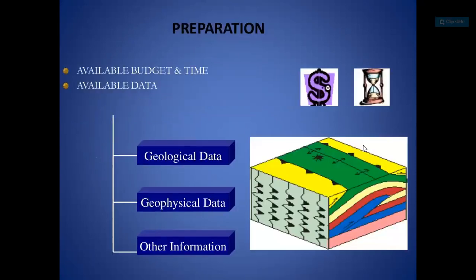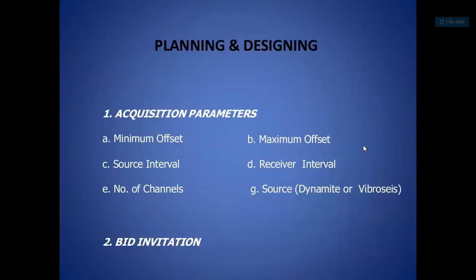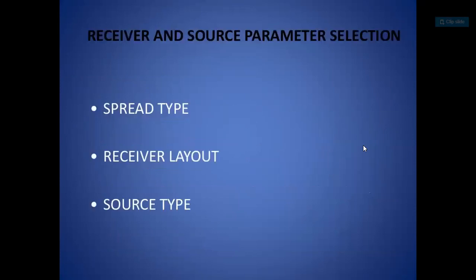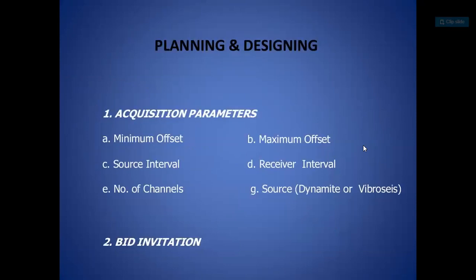And guys, preparation: available budget and time, and available data. Available data means geological data, geophysical data, and other information we need for preparation of oil and gas exploration. And planning and designing acquisition parameters: minimum offset and maximum offset, source interval, receiver interval, number of channels, and source. It means dynamite, vibrations.